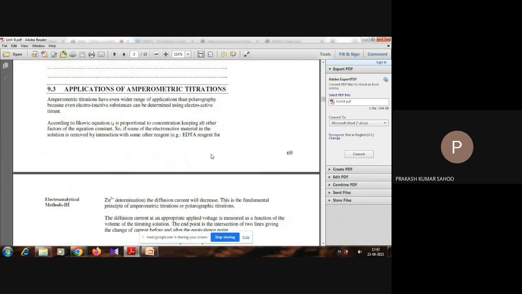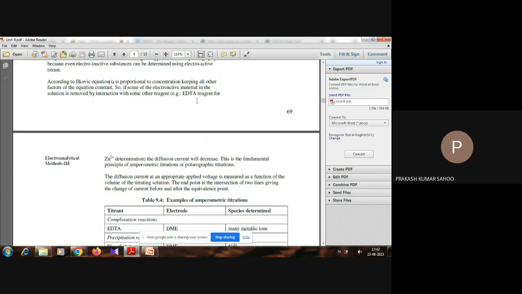Then we have the applications of amperometric titration. In amperometric titration, we use the Ilkovic equation, that is I_D, the diffusion current. And for complexometry, we can use EDTA.